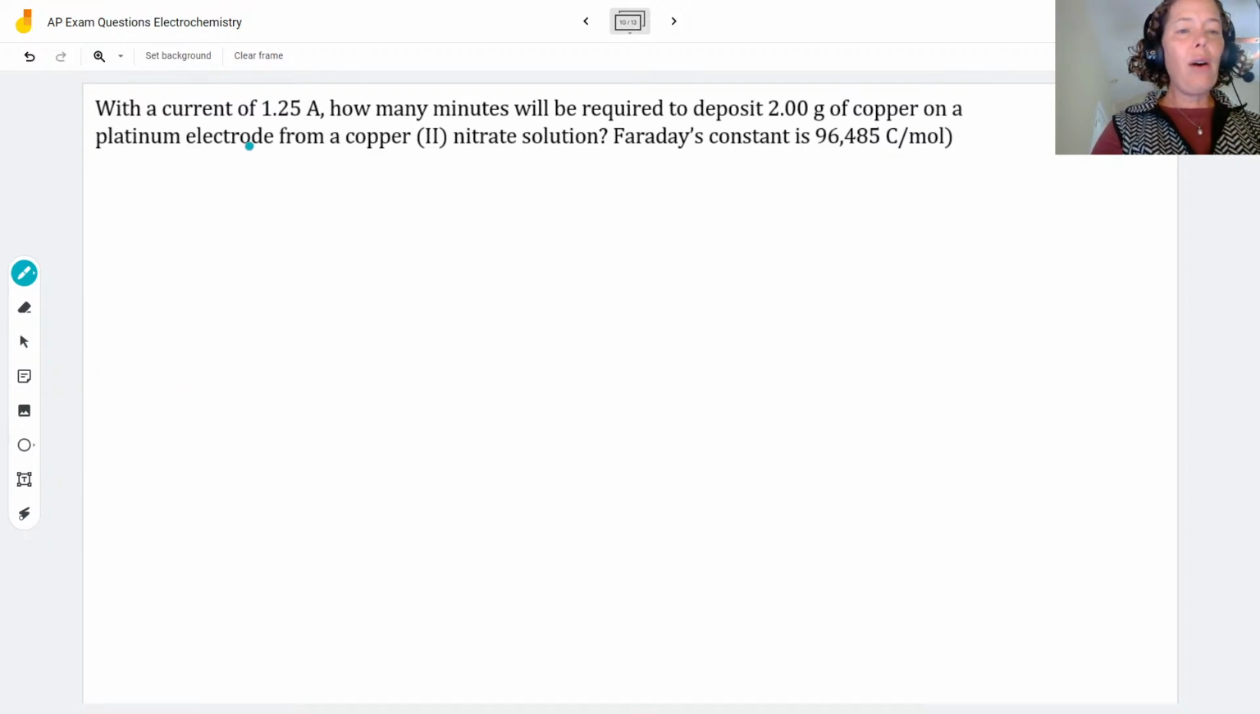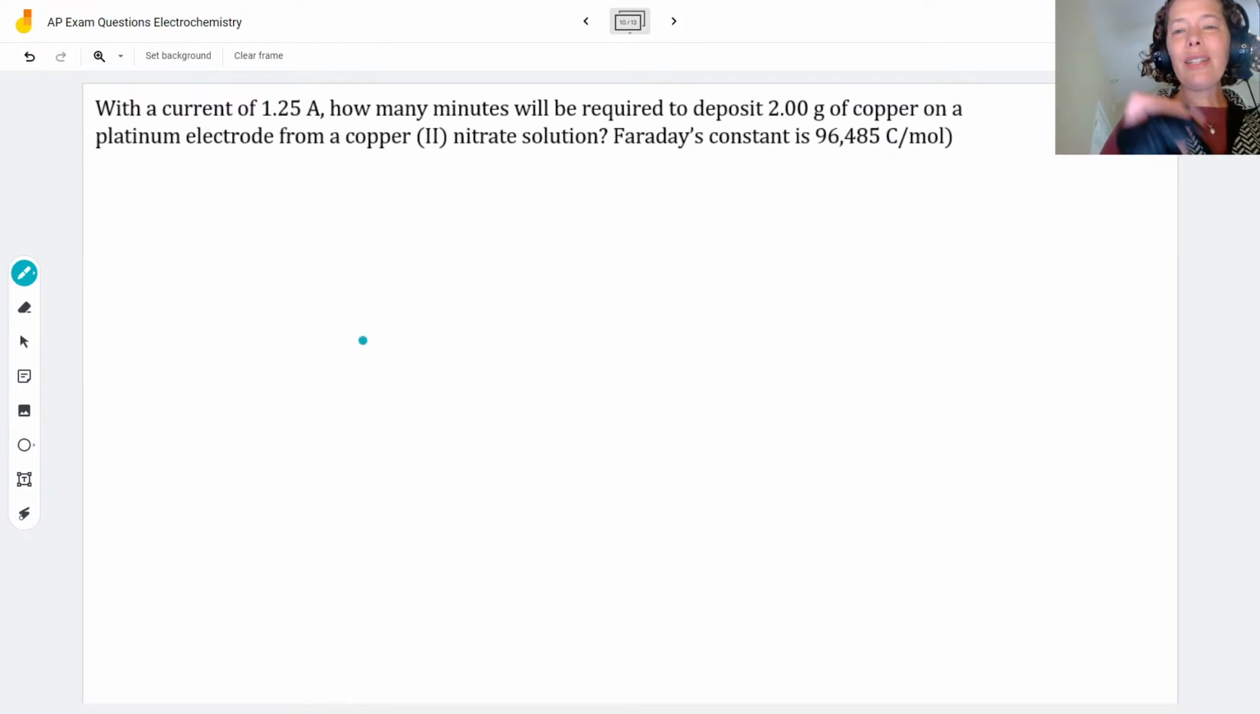So what we've got here is a current of 1.25 amps. How many minutes will be required to deposit 2 grams of copper on a platinum electrode from a copper 2 nitrate solution? And they give us Faraday's constant here. Now the AP exam is already going to give you Faraday's constant, but it's nice to have it right here instead of flipping back and forth.